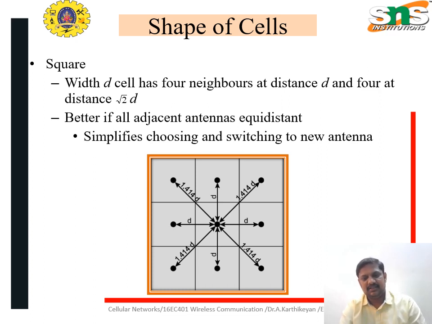For frequency reuse, mainly the width of the neighbor distance is D, which we can use as a capital D, and the root of that. Then all the distances are equal. It will be simple choosing of switching network antenna, and the data transfer rate is high.